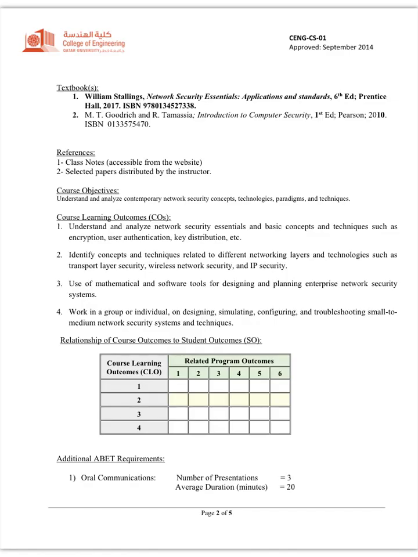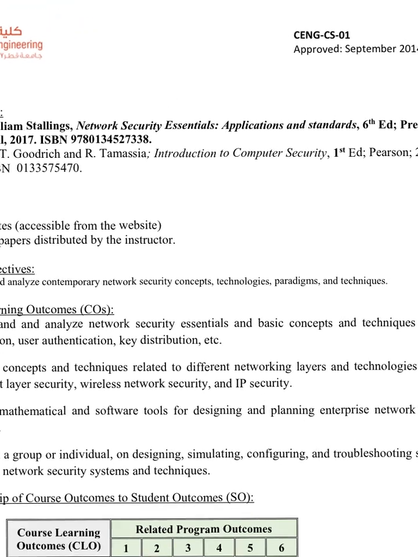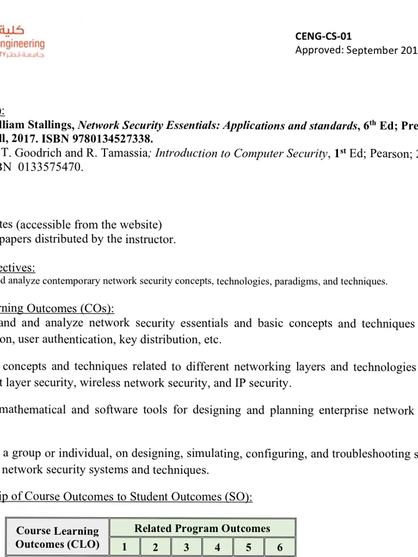So the textbook. This is the textbook. The textbook is by William Stallings, Network Security Essentials: Applications and Standards. We'll focus on the sixth edition of the book, in addition to some references that I will post on Blackboard, particularly related to reading assignments, and we will have reading assignments, as I will brief you in a minute.